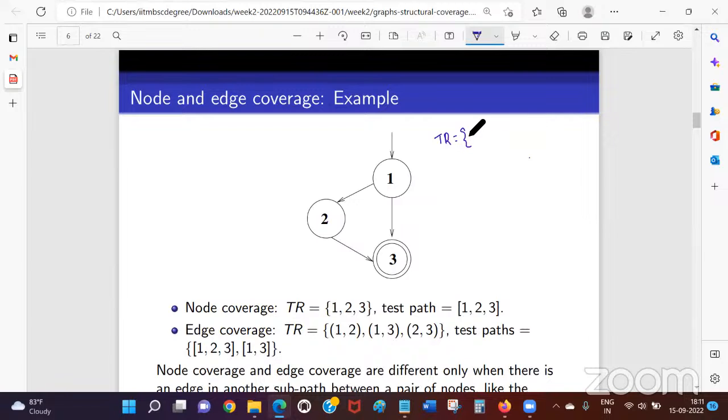So we need to test the coverage for node 1, node 2, and node 3. Those are the requirements we need to test for coverage, right? Okay, so this is the test requirement. What are the things I need to cover? The node number 1, node number 2, and node number 3. Now we need to find out what could be my test path.